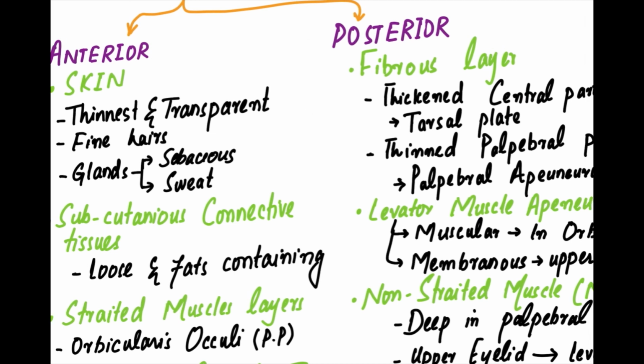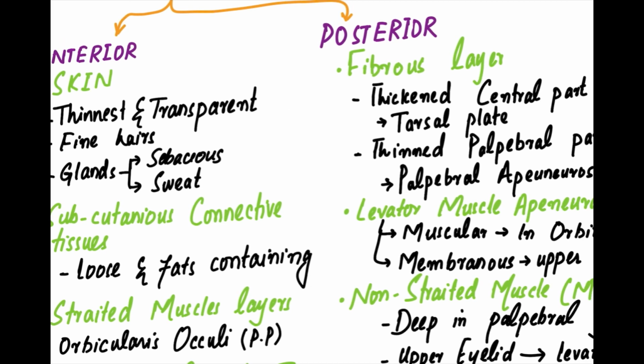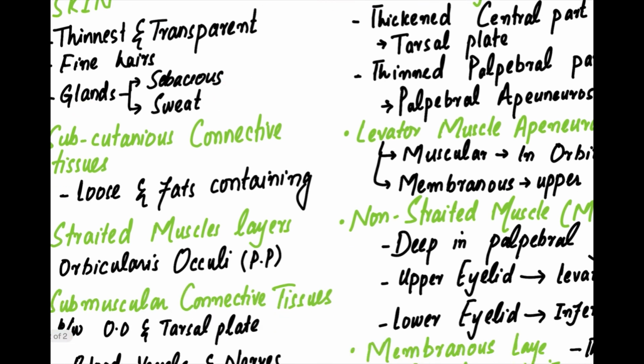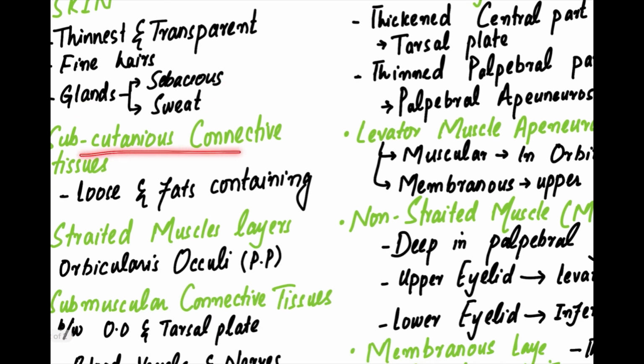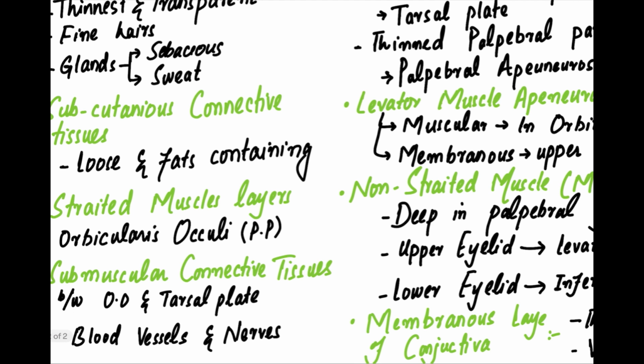Now, discuss in detail. The anterior lamella contains the skin, which is the thinnest skin in the body and transparent skin. It includes fine hairs which are called eyelashes, and it also contains glands, that is sebaceous glands and sweat glands. Then inside the skin is the subcutaneous connective tissue. Its composition is a loose connective tissue, and it contains mostly fat. Now, inside the fat layer or subcutaneous connective tissue is a striated muscle layer, that is orbicularis oculi.